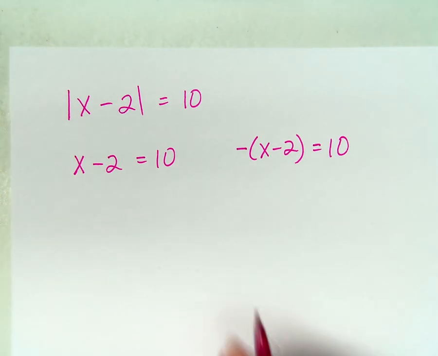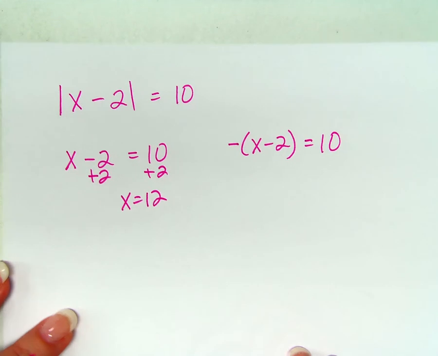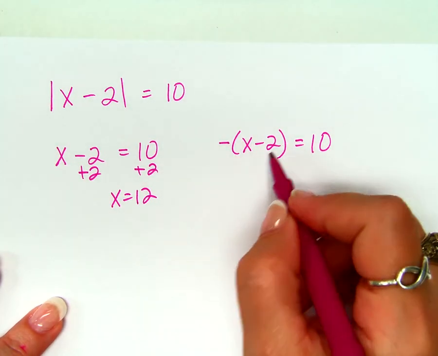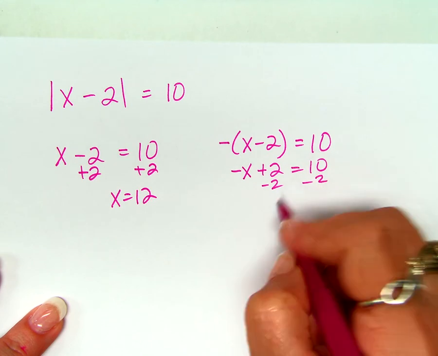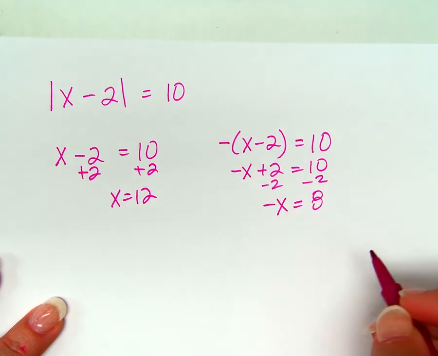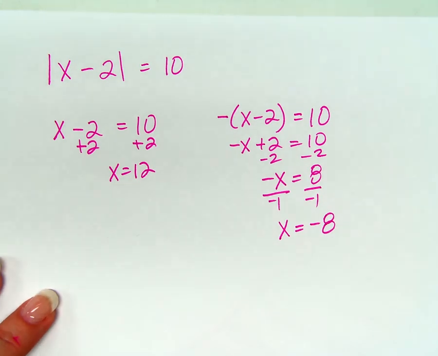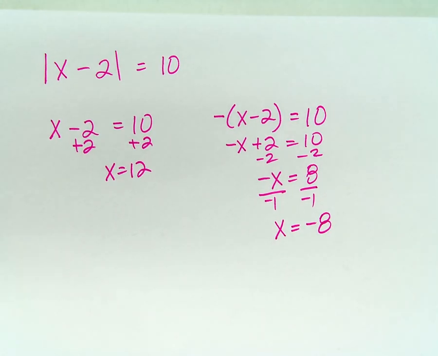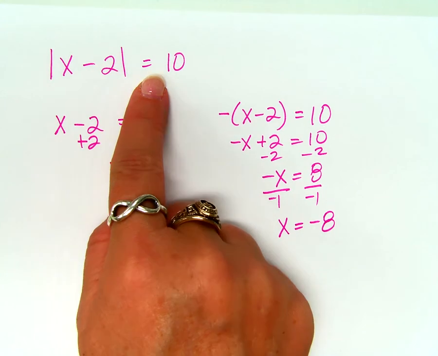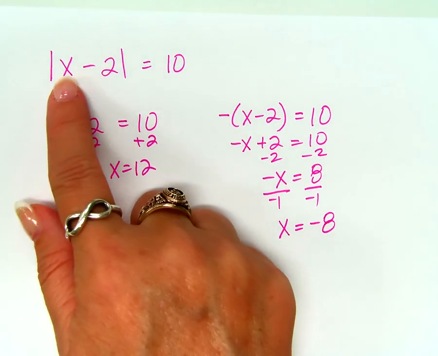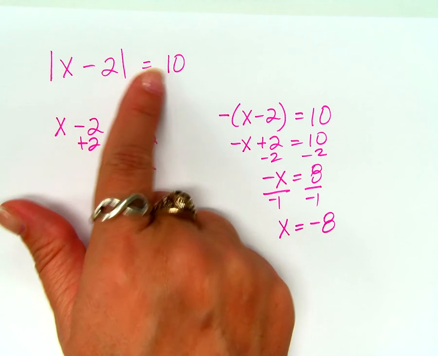Okay? So if I go to solve those, if I add 2 to both sides, I get x equals 12. If I distribute this negative sign through, I get negative x plus 2 equals 10. Subtracting 2 on both sides gives me negative x equals 8. Dividing both sides by negative 1 gives me x equals negative 8. And again, I can and should check those. 12 minus 2 is 10. Absolute value of 10 is 10. Good. Negative 8 minus 2 is negative 10. Absolute value of negative 10 is 10.